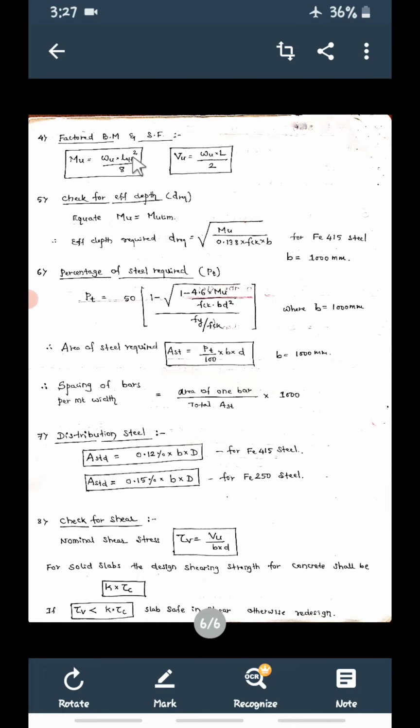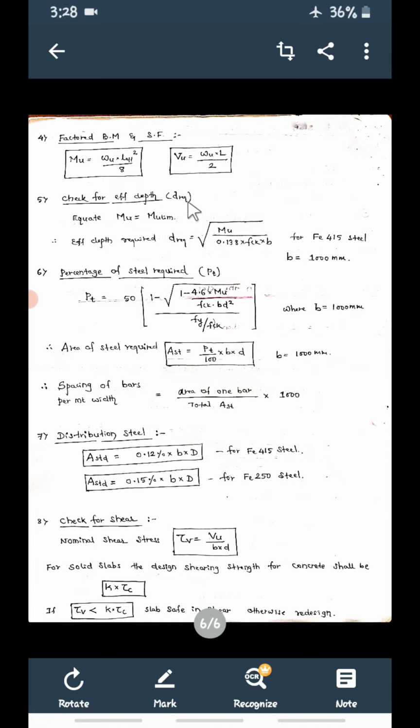Next you have to calculate bending moment and shear force. It may be a one-way slab or it may be a two-way slab. Suppose it is a one-way slab and simply supported, then the maximum bending moment at the center of the slab will be WL square by 8, and the maximum shear force at supports is WL by 2. Already we know this for simply supported.